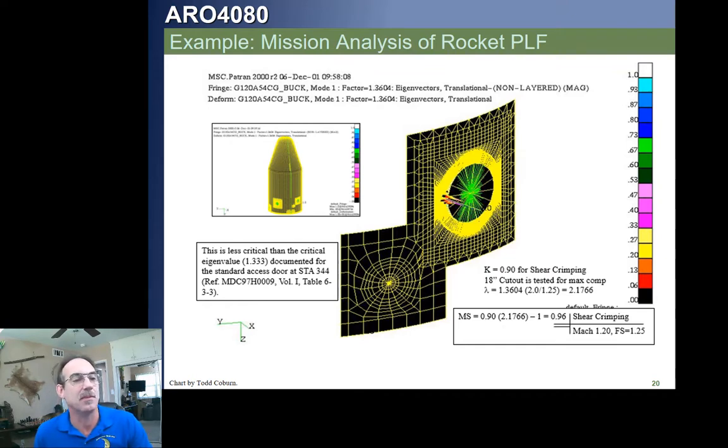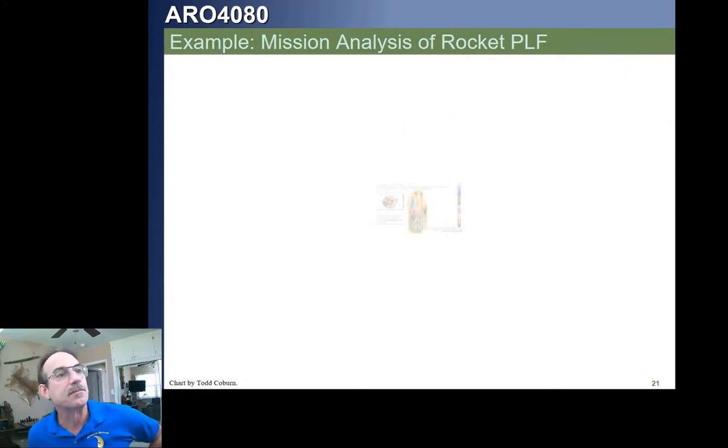Once again, using the same approach, we take the eigenvalue, we have the factor of safety, and in this case, all the loads for this structure were 1.25 because we had tested the structure, but this particular load case was not tested. This little area was not included in our test, therefore we changed it to a no-test factor by just putting that ratio in there, and that is how we wrote that margin of safety.